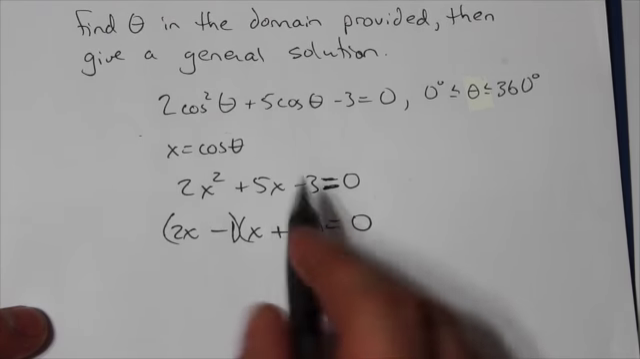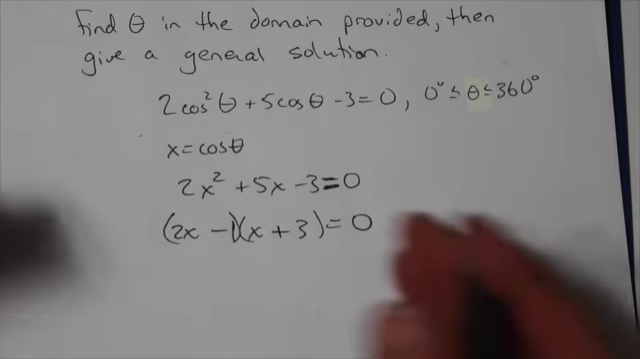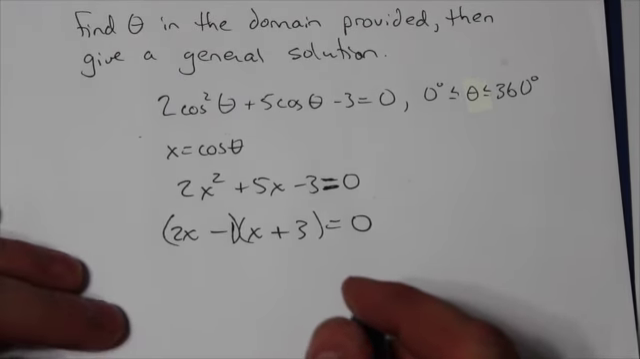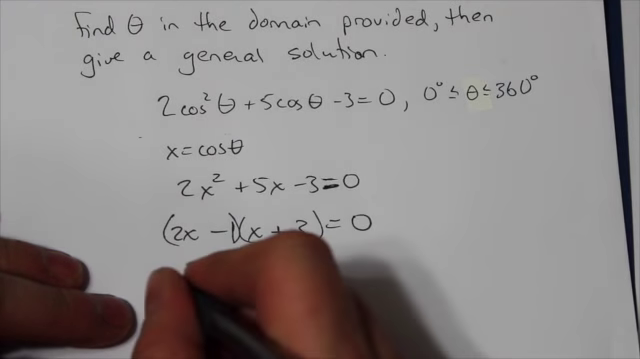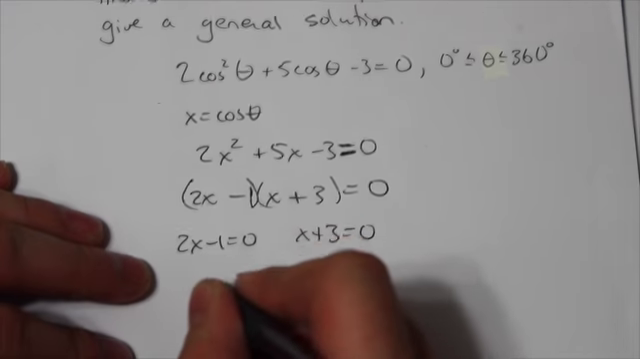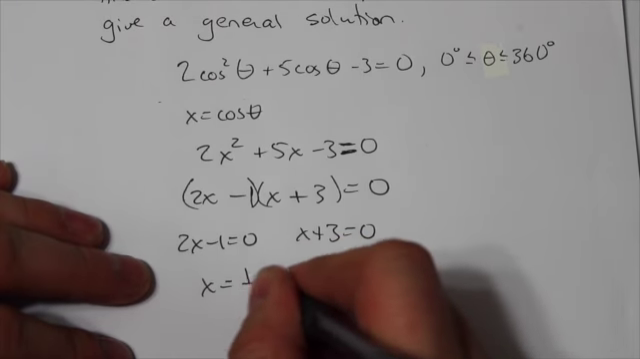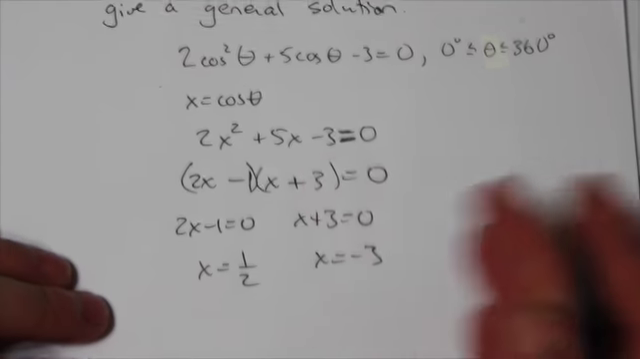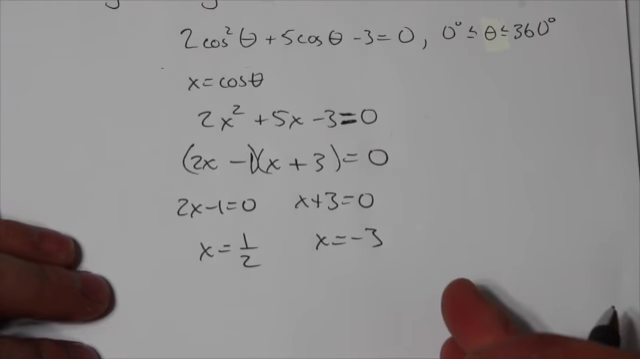If you're having a hard time factoring, if that's still not something you're comfortable with, there's all sorts of methods that you can go to. Just ask your teacher and they'll help you out with that. So here, either 2x minus 1 is equal to 0 or x plus 3 is equal to 0, which means x is either 1/2 or x is negative 3. So that is the algebra portion of this.